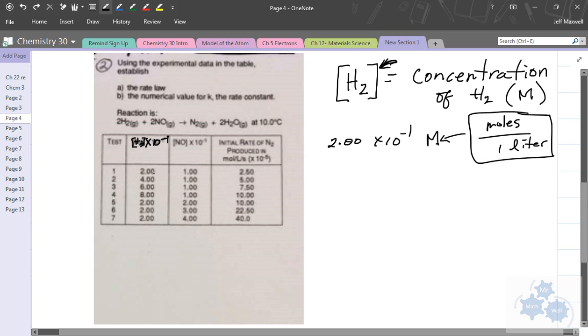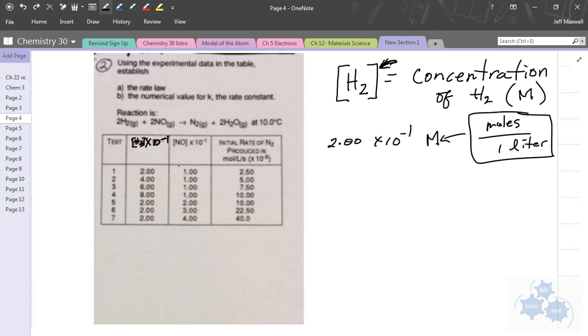In trial 2, what's happened in trial 2? This has changed to 4, right? So the hydrogen concentration has doubled. This has stayed the same. And it's important when we're doing trials or looking at data, just make sure you look at 2 trials where one of the concentrations has changed, not all of them. Because if we change more than one thing, we can't really attribute the overall change to either one. We don't know. So we've got to hold one constant and just change one thing at a time, right? Just like in anything in life, if you're trying to determine what the problem is, just change one thing at a time and see if that affects things, right?